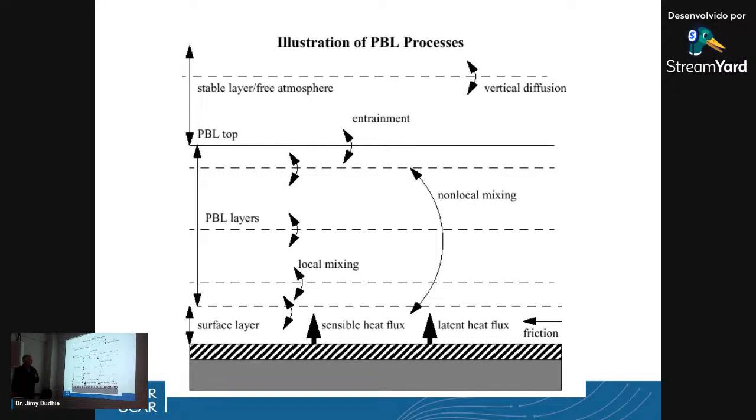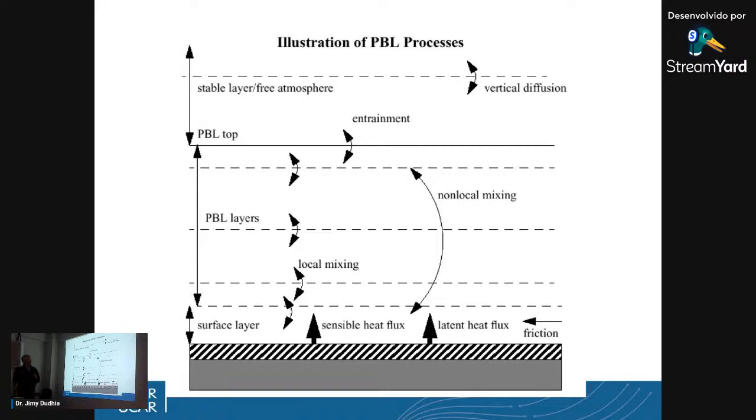As I mentioned before, we have the surface layer here, but then you have multiple layers above. There's mixing both between neighboring layers or non-local mixing, which you can think of as thermals that rise from the surface due to the surface heat flux. The boundary layer lower boundary conditions, sensible heat flux, latent heat flux, these go into the boundary layer and then have to be distributed through the boundary layer by those fluxes.